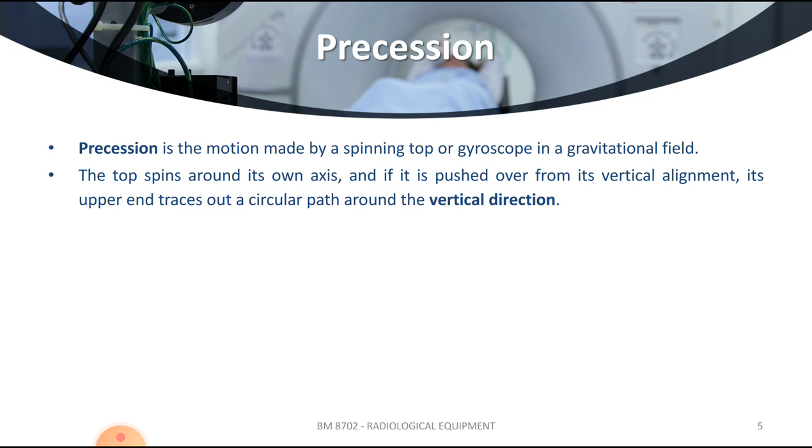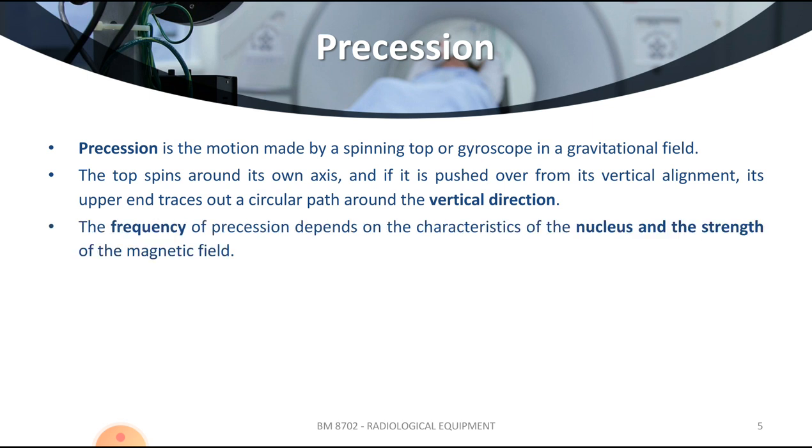Just as the top spins around its own axis, that is in a vertical direction, the atoms will be having their precession. The frequency of precession depends on the characteristics of the nucleus and the strength of the magnetic field. So whatever the nucleus we are trying to image, whatever the tissue we are trying to image, depending on the tissue composition, this frequency of precession will be varying. The precessional motion can take up two preferred states.